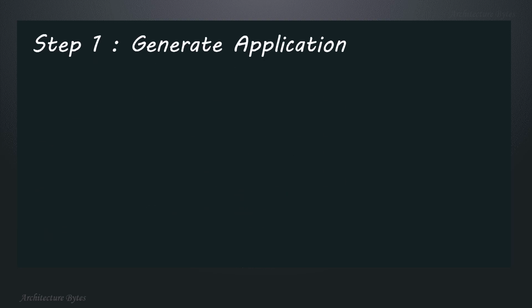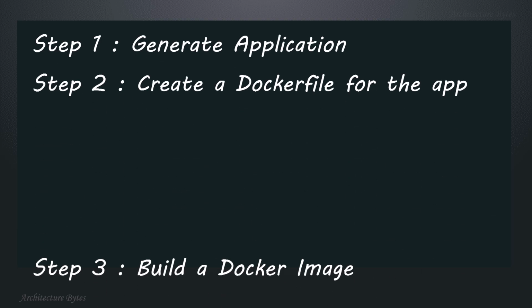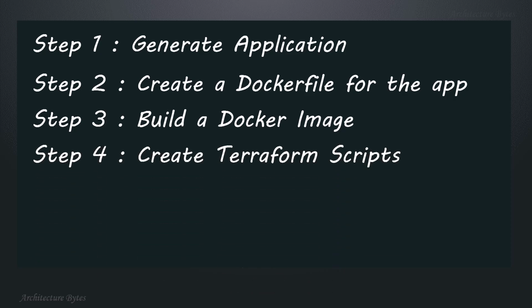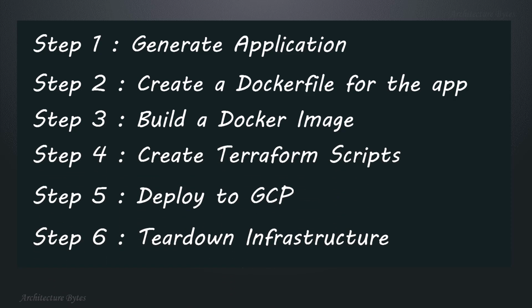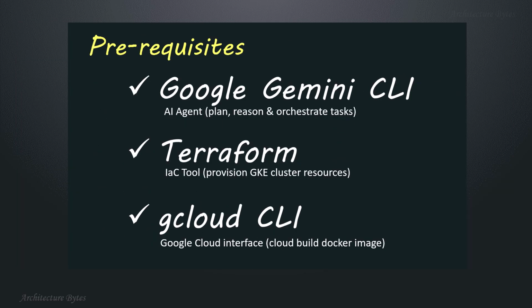There is a load balancer to distribute incoming requests and a cloud NAT service to allow for outgoing internet connectivity. We are going to follow these six steps, that is, generate application, create a Dockerfile for the app, build a Docker image, create Terraform scripts, deploy to GCP, and finally tear down infrastructure. Remember that our focus here is to demonstrate DevOps possibilities, so we will work with a simple app but a reasonably complex deployment architecture. Prerequisites for this are quite simple: Google Gemini CLI, Terraform, gcloud CLI on your desktop.